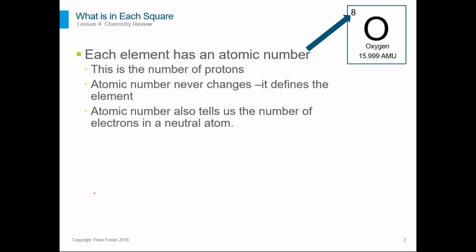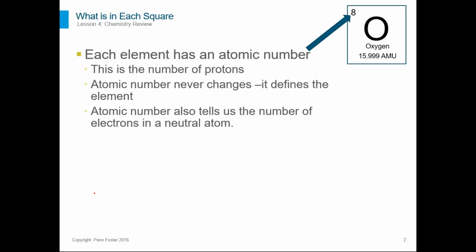So back to the squares. They've got the symbol for the element, but then they've also got numbers in there. So what's going on with that? Well, each element has an atomic number. That is the number of protons that are in that element. And that atomic number never changes because it defines the element.